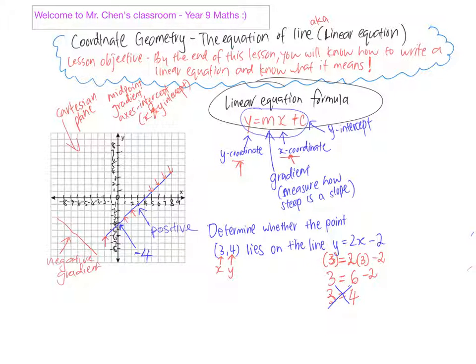So what this means is the coordinate 3 and 4 does not lie on the line y equal to 2x minus 2. That is the conclusion. That is what it means. So let me show you another one.